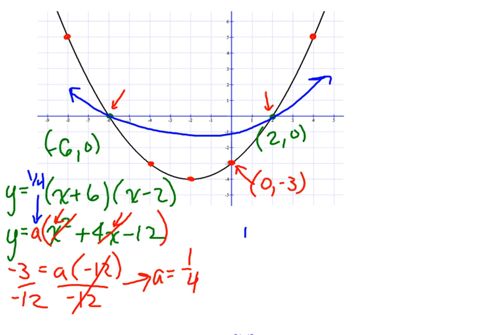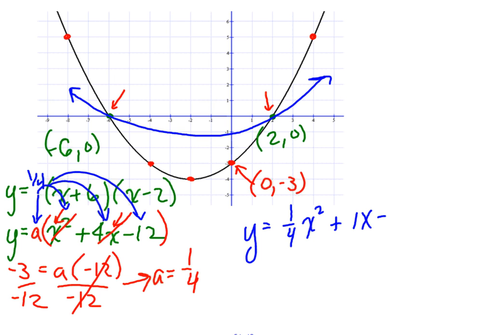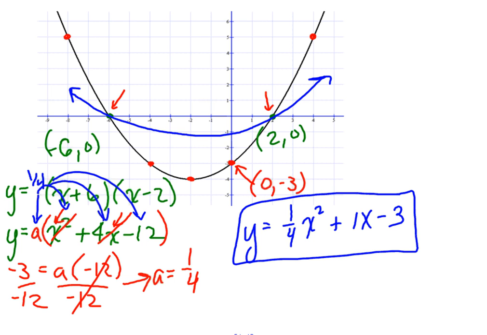Okay. And when I plug that back in, I get y equals 1/4, and then distribute it. 1/4 times this, 1/4 times this, 1/4 times that. So 1/4 x squared, because I want to put it in standard form, plus 1/4 of 4x is 1x, minus 1/4 of 12. So that's it.